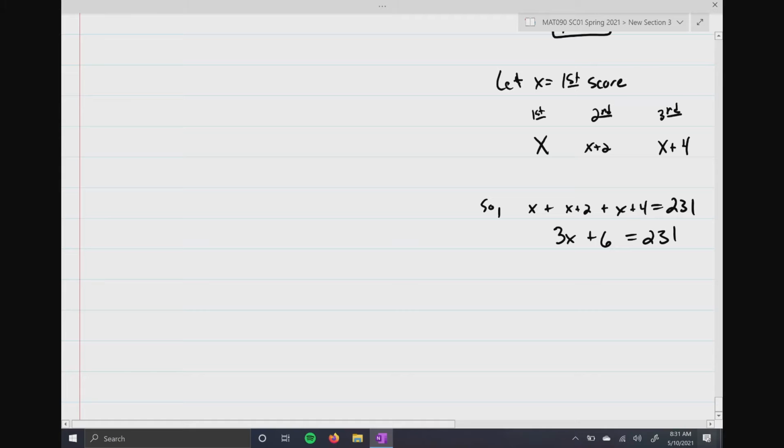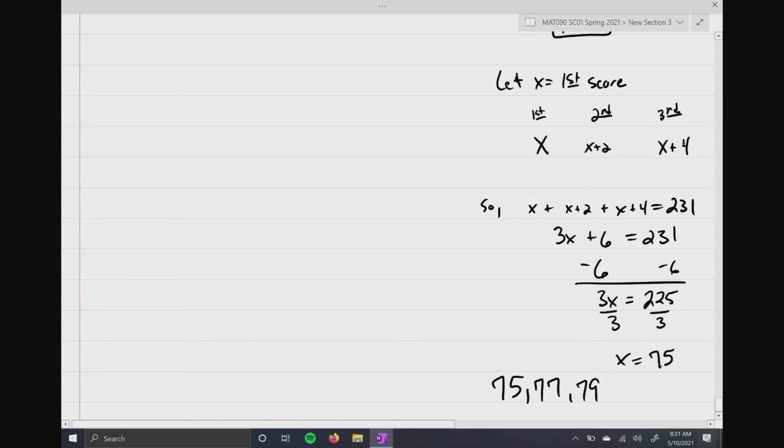Now, I'm going to get my variable terms on one side, constant terms on the other side. 231 minus 6 is 225. And now I divide both sides by the number in front of the variable. 225 divided by 3 is 75. So the first score is 75. Then the second score is 77. And the third score is 79. Because they're going to want all 3 scores.